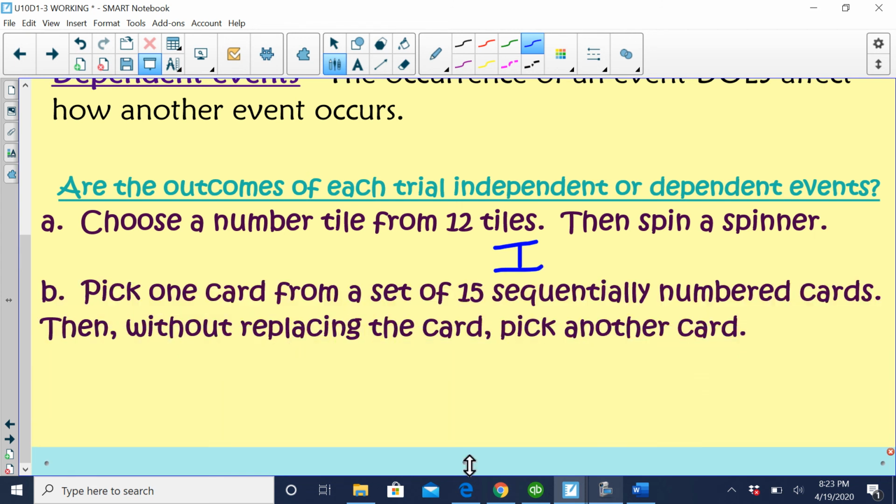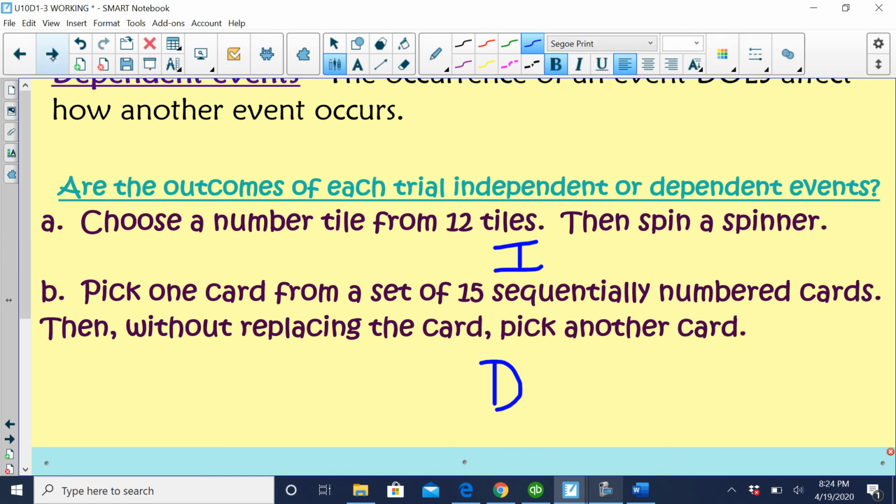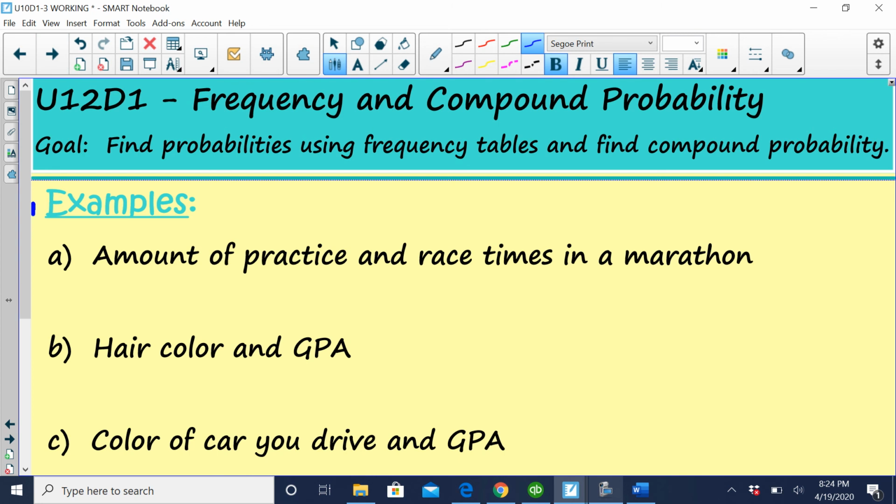Next one says, I pick one card from a set of 15 sequentially numbered cards. So basically they're saying cards numbered 1 through 15. Then, without replacing the card, I pick another one. Now, since I've taken a card out of the deck, what that means is I've affected the probability of the second chance. So that would be dependent. Okay, just some practice with these independent and dependent.